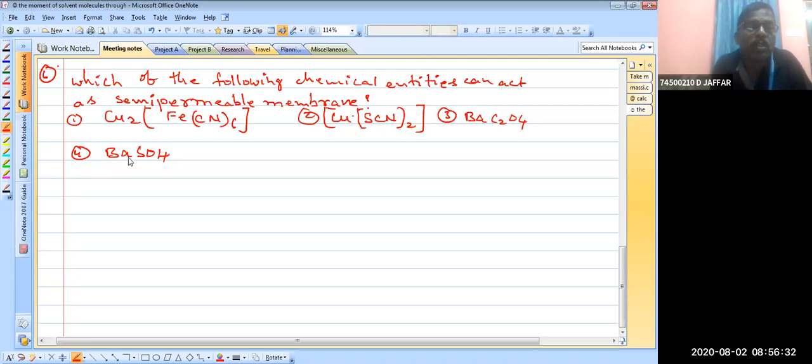Among these, copper hexacyanoferrate 2 is a precipitate, option 1. Here its precipitate acts as a semi-permeable membrane, right? So our answer is the first option. Copper hexacyanoferrate 2 precipitate acts as semi-permeable membrane. A semi-permeable membrane is a membrane which allows only solvent molecules to pass through it, right? This is the answer for that.